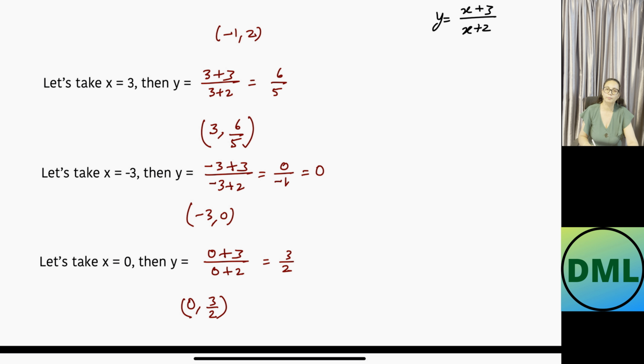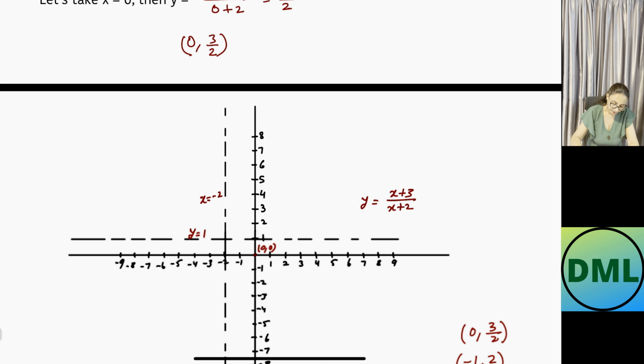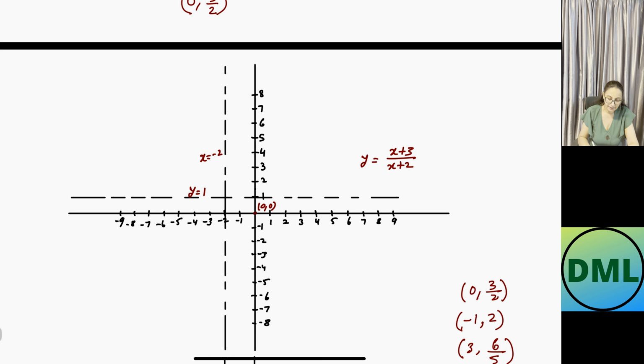I need to plot my graph now. This is my graph and I have the asymptotes at x equals minus 2. So minus 2 is here. So I put the asymptote here. Next asymptote is y equals 1. So y equals 1 is here. So this is my horizontal asymptote. This is my vertical asymptote.